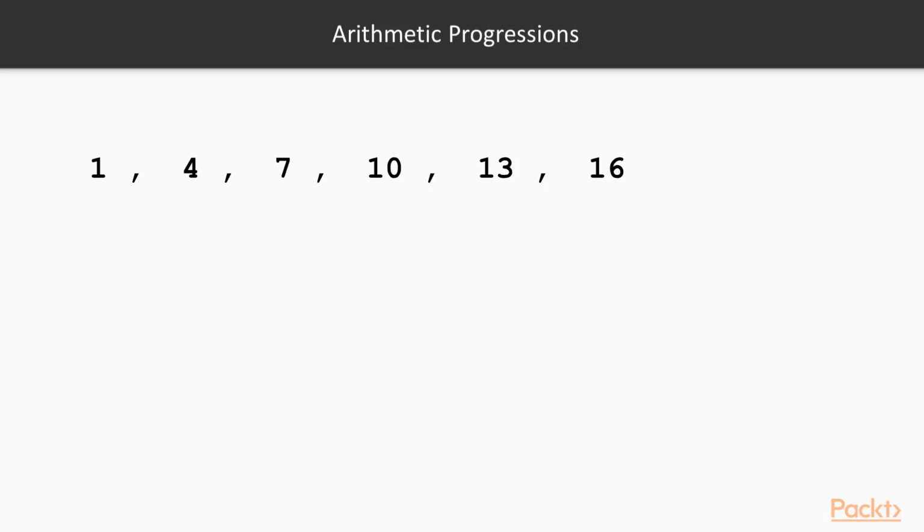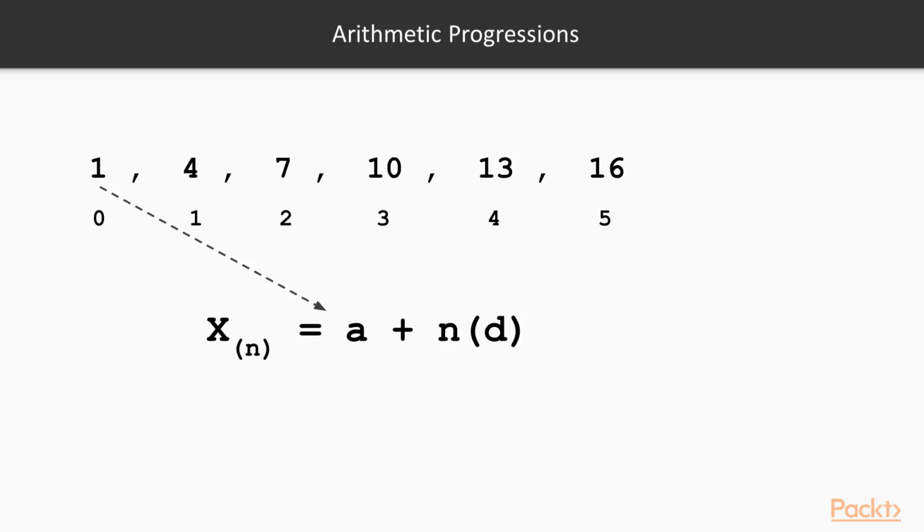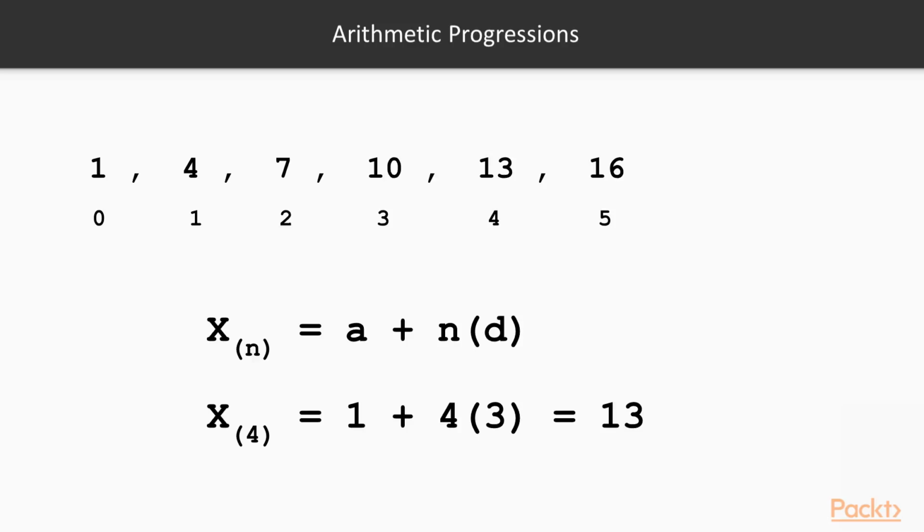There is also a more mathematical way to generate these. It involves numbering each item in the list by its index, starting from 0. We can then use this formula, a plus n times d, where a is the starting number, in this example 1, n is the index that we want to generate, and d is the difference, in this case 3. If we try to work it out for n equals 3, we can substitute and get a result of 13.